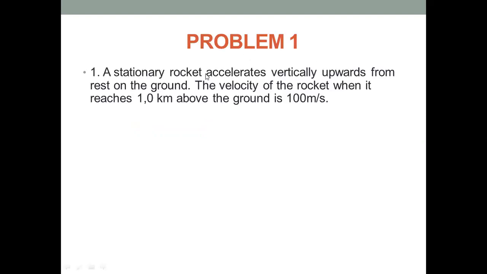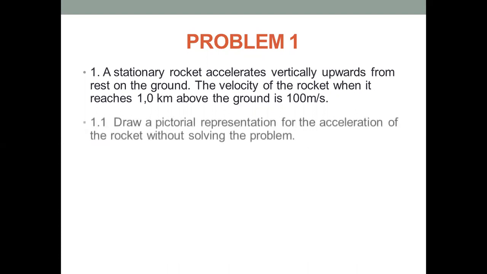Okay, the first problem. So here we have a rocket that accelerates vertically upwards from rest. So a stationary rocket accelerates vertically upwards from rest on the ground. The velocity of the rocket when it reaches 1 kilometer above the ground is 100 meters per second.